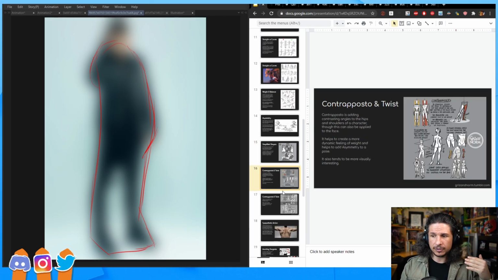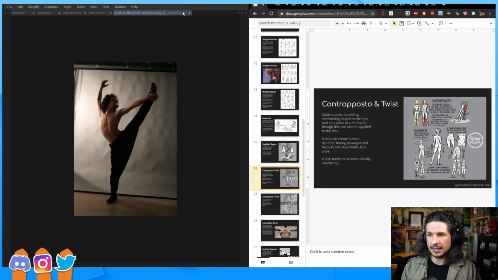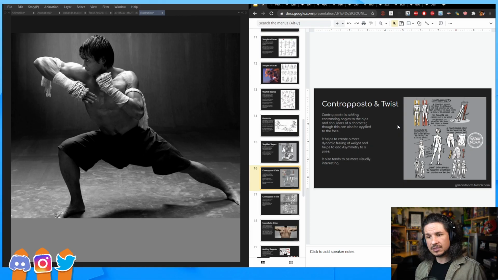So going through, now one of my favorites is Contrapposto and Twist. That's really going to be good, seeing where the angle of the shoulders versus the hips are, especially. So for example, here we can really feel the shoulders angled this way, whereas the hips are kind of flatter. So we're seeing that slight offset.